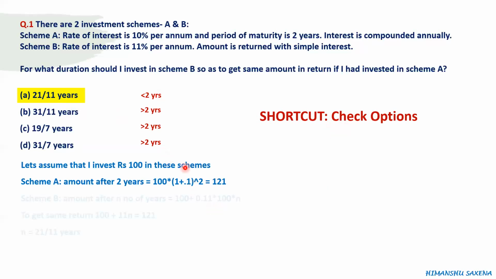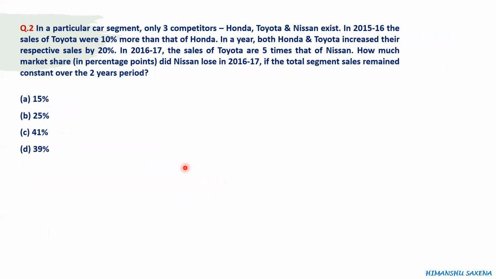Now let's move on to the next question. In a particular car segment, only three competitors, Honda, Toyota, and Nissan, exist. In 2015-16, the sales of Toyota were 10% more than that of Honda. In a year, both Honda and Toyota increased their respective sales by 20%. In 2016-17, the sales of Toyota are 5 times that of Nissan.